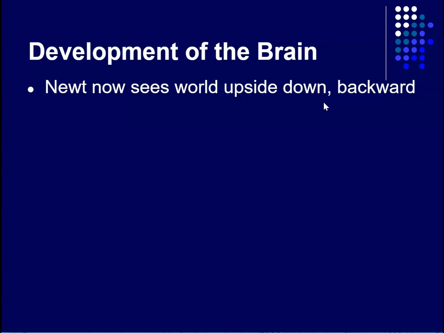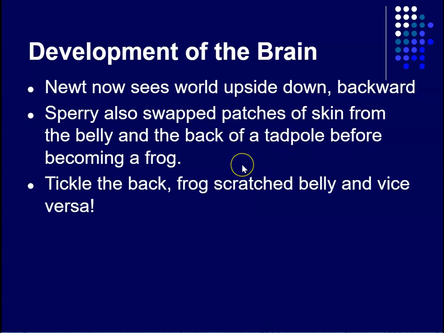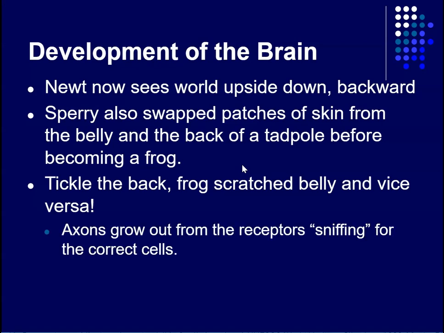Sperry did other similar kinds of experiments. For example, he swapped patches of skin from the belly and the back of a tadpole before it became a frog. Afterwards, when it became a frog, you would tickle its back, and the frog would scratch its belly. You would tickle its belly, and it would scratch its back. The axons were growing out from receptors in the skin, sniffing out for the correct cells in the spinal cord that they had been connected to before. The brain then received those signals and continued to think that they were coming from the original spots on the body.